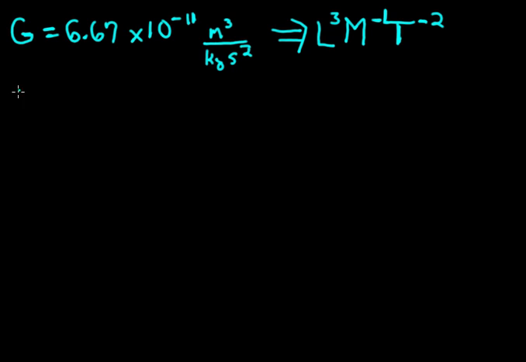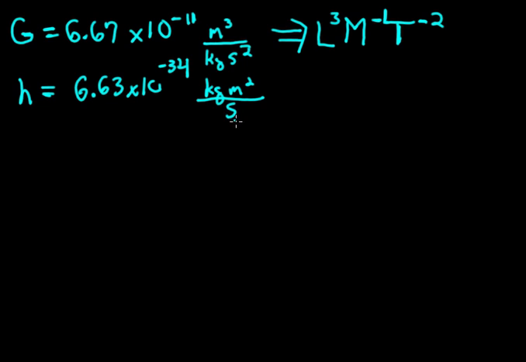And we're going to look at the Planck constant, which is 6.63 times 10 to the negative 34th, getting some small numbers here. Kilograms meters squared over seconds. So kilograms is upstairs, that's M. Meters squared is upstairs, that's L squared. And time to the negative 1.